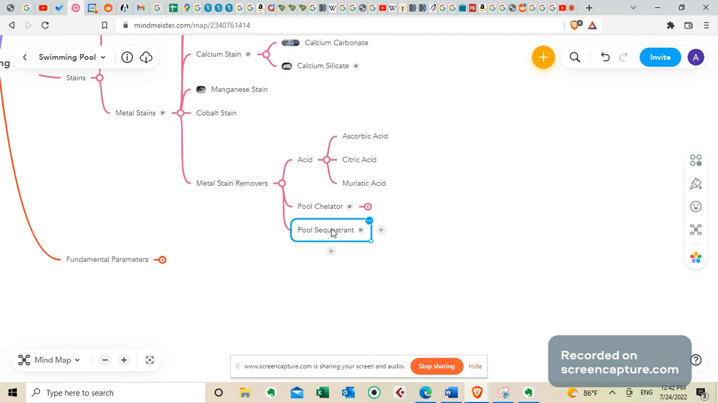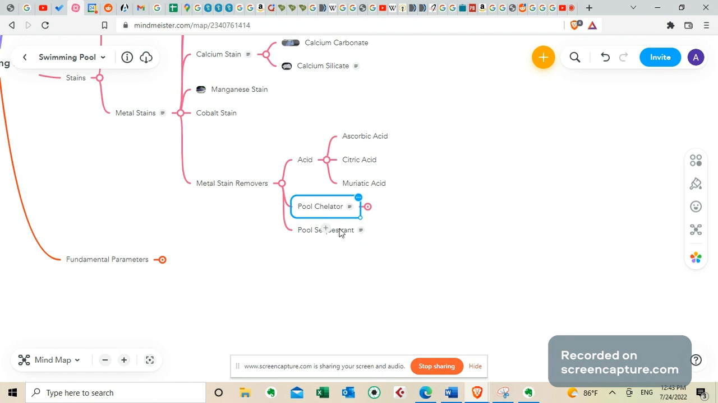The other difference between these two is that a pool chelator will grab onto the metal ion, but it only grabs onto one, so it's too small to be filtered out by your filter. Pretty much any kind of filter, like a DE filter, cartridge, or sand, it's going to be too small. It's going to go right through and go back into your pool. So you're not really solving the problem. You're just temporarily putting a band-aid on it.